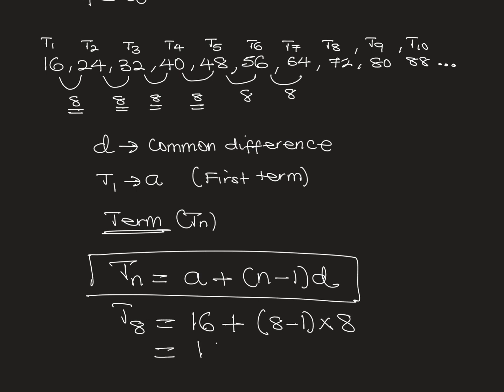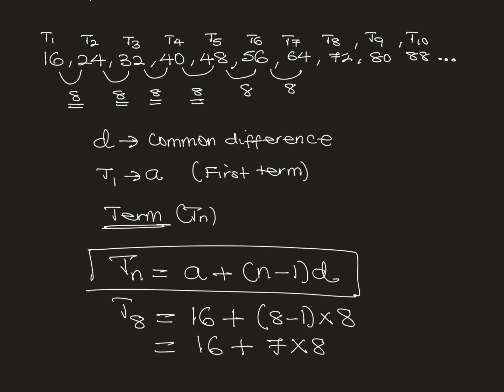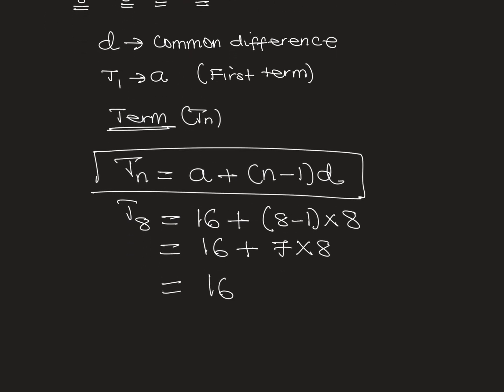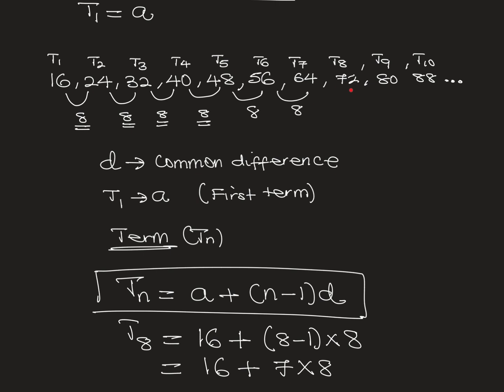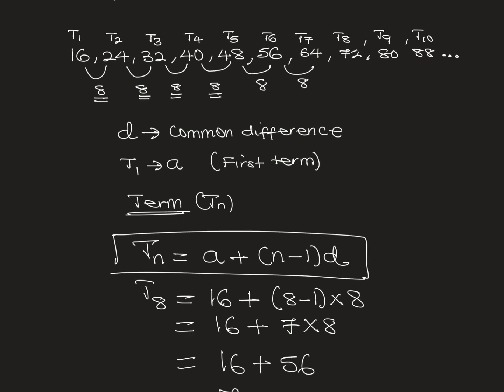So that will be 16 plus 8 minus 1 is 7, then times 8. So that will be 16 plus what is 7 times 8? 7 times 8 is 56. So 16 plus 56 is 72. So you see, using the formula, it can tell us what the term will be. So the eighth term of this sequence is 72.